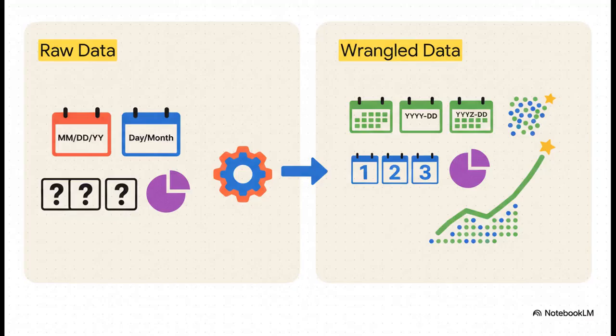This right here shows the whole transformation. It's like night and day. On the left, you've got the raw data chaos. Dates written 10 different ways, empty cells everywhere, weird numbers that throw everything off. But on the right, after wrangling, you get this beautiful, clean, consistent, and reliable data set. Getting from the left to the right, well, that's the whole point.